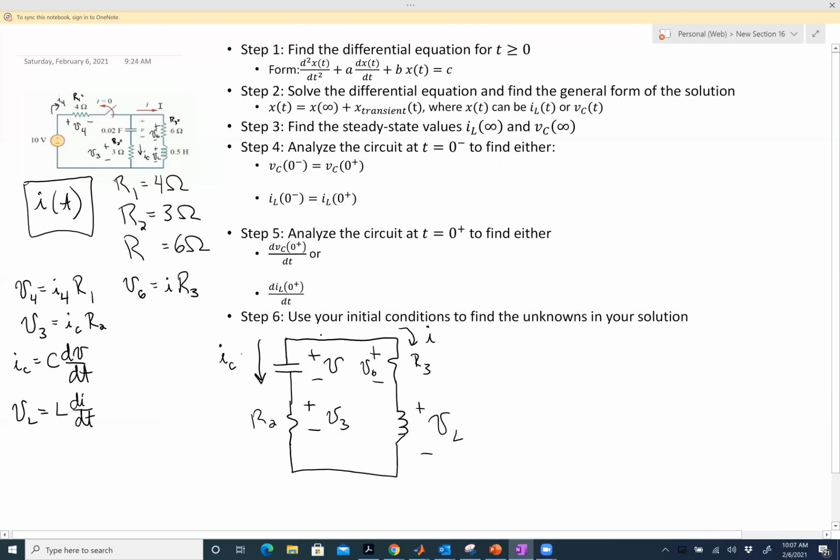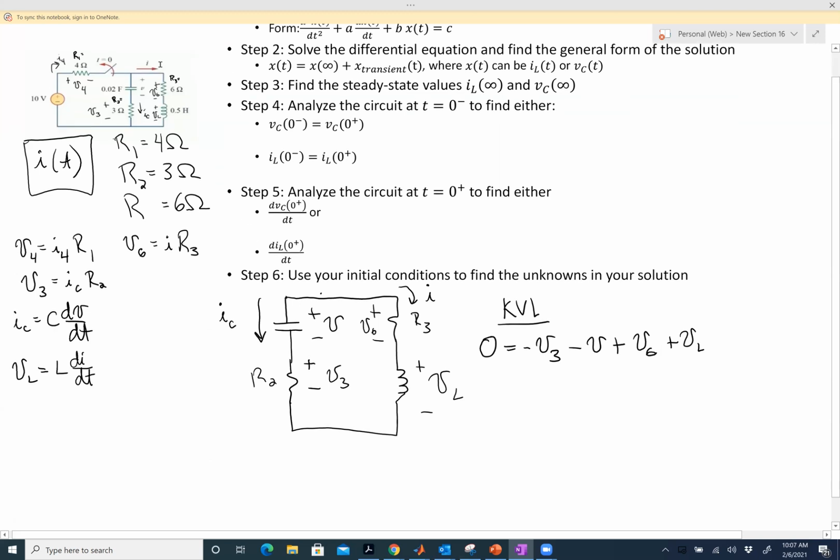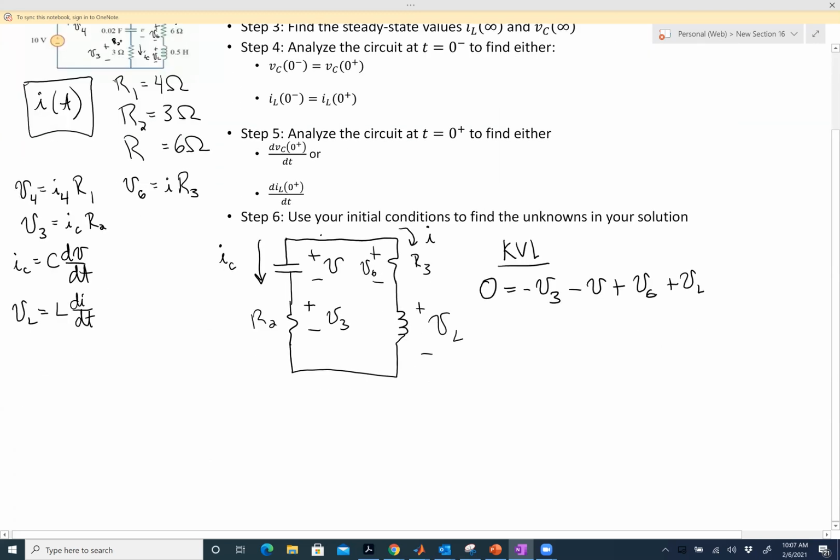Okay. All right. So let's do a KVL around that loop. So 0 equals, and I'm going to go in a clockwise direction. So minus V3 minus V plus V6 plus VL. So I went minus to plus, plus to minus. Okay, so that's good. I've got that written out.